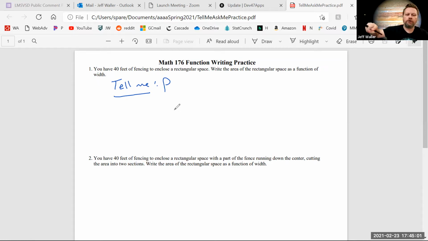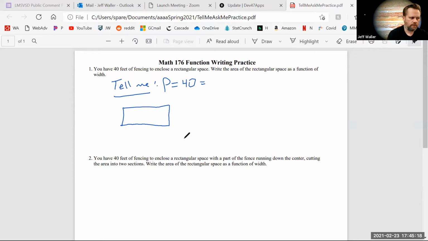Doesn't relate to the area at all. Fencing encloses an area, right? So I have 40 feet of fencing. I'm going to use all of it. That's what I normally remember to say. So I know this is 40 and the perimeter. Now I've got to set up my variables. What variables do you guys want to use to denote my rectangle?